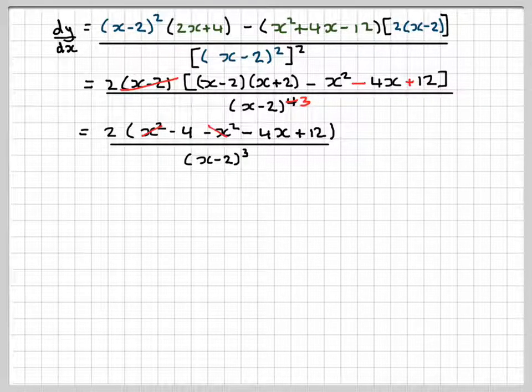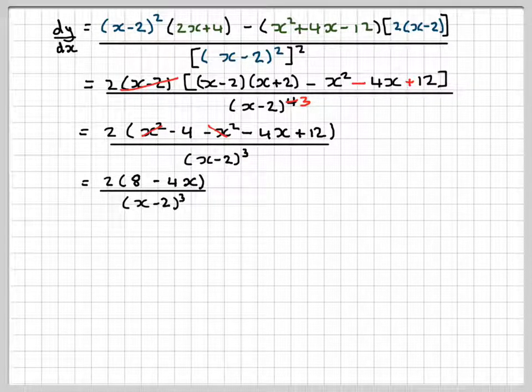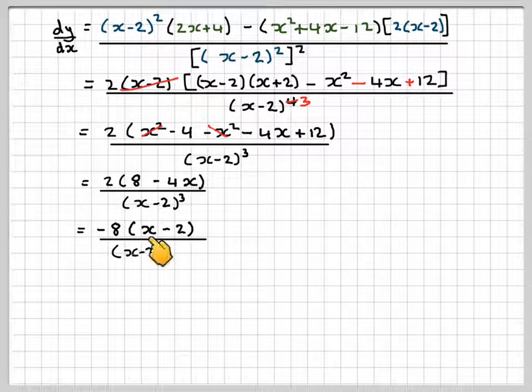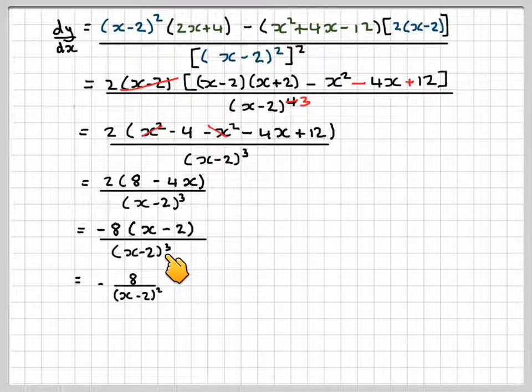So the x squared will cancel out, and therefore we're going to be left with 8 minus 4x plus 12 minus 4x... over (x minus 2) all cubed. Now the common factor here, if we take out a common factor of minus 4, we're going to get minus 8 times (x minus 2) over (x minus 2) cubed, which gives a final answer of minus 8 over (x minus 2), because these will cancel out, over (x minus 2) squared as the final answer.